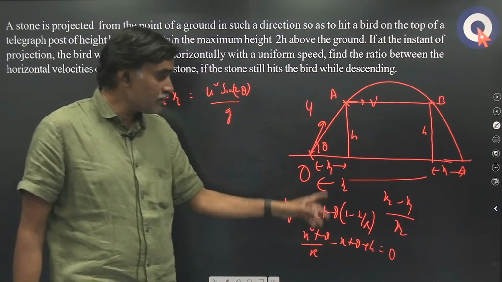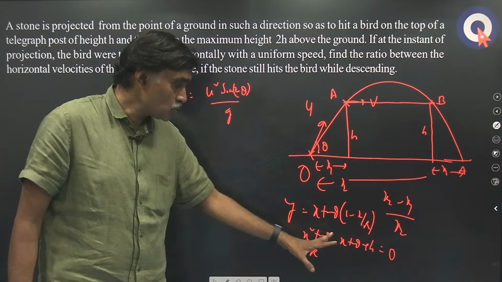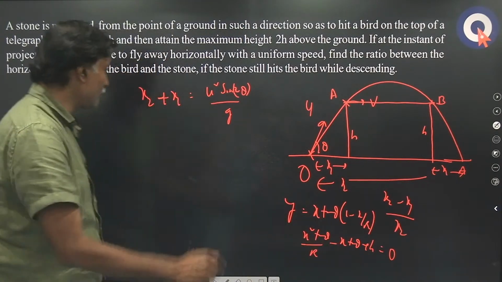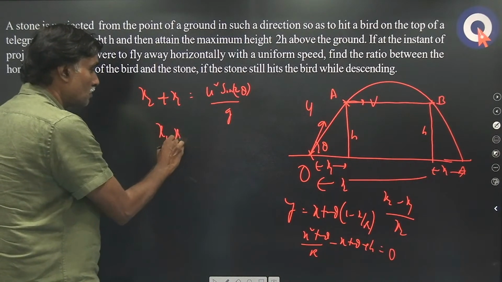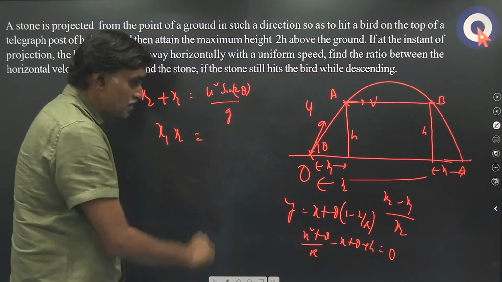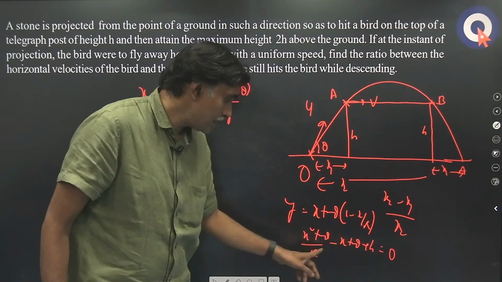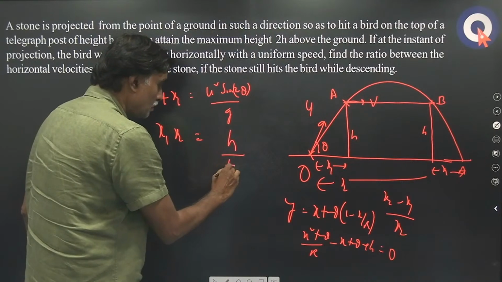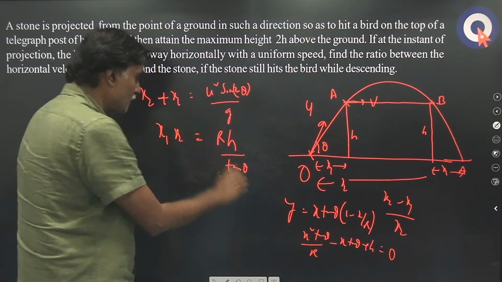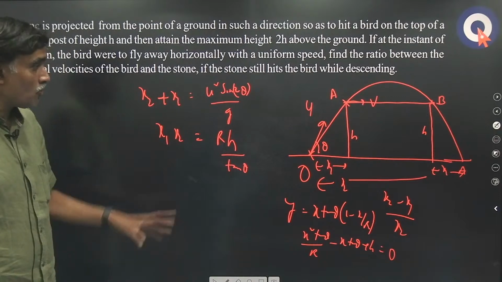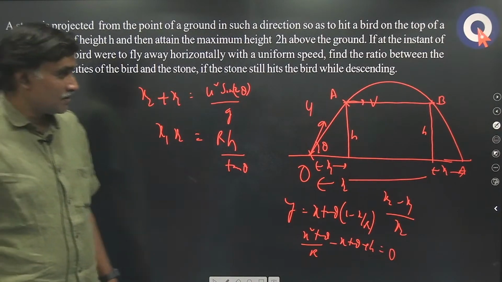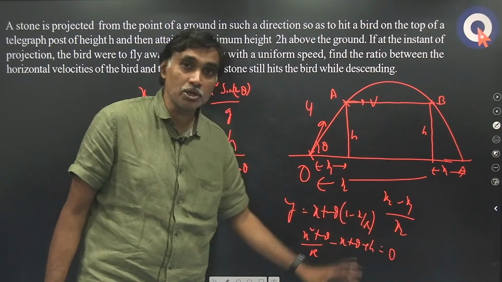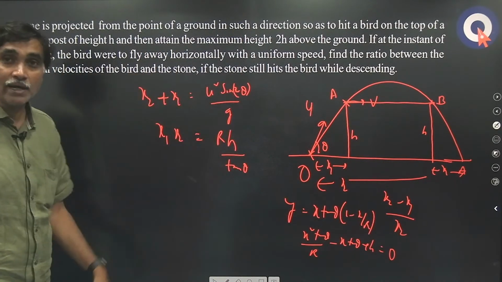What are the roots of this equation? They are x1 and x2. What is the sum of the two roots? It is R. What is the product of the two roots? x1 x2 is c by a. What is c? It is h, and a is tan theta by R. So x1 x2 is h divided by tan theta by R. Now what I want is the ratio of horizontal velocities, which is nothing but the ratio of horizontal displacements, that is x2 minus x1 by x2. Now from these two equations you can find x2 minus x1.